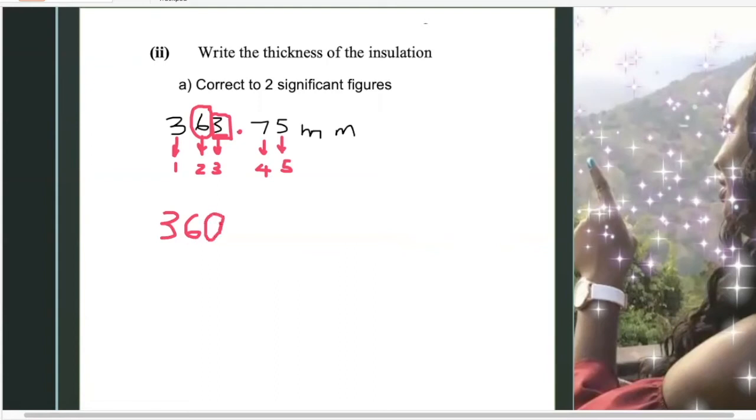And we'll add a 0 as a placeholder just to not change the value, because remember, this is 300, this is in the hundreds, tens, and ones. If we don't write the 0, we have changed the entire value. It's no longer 300, it is now 36. We don't want to change the value, so therefore it is 360, where we put 0 as placeholder. So the two significant figure answer is 360 millimeters.